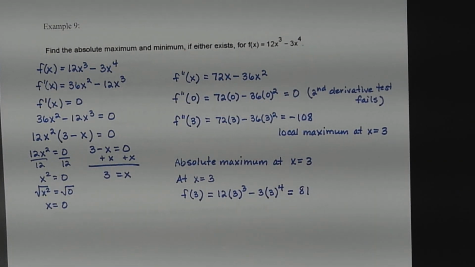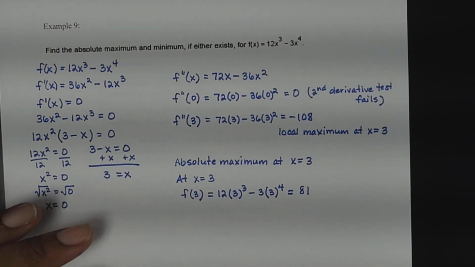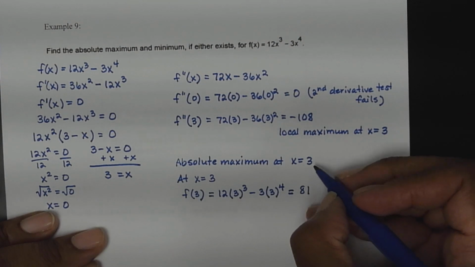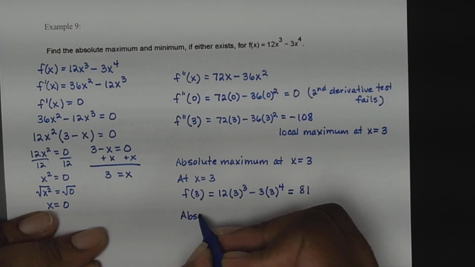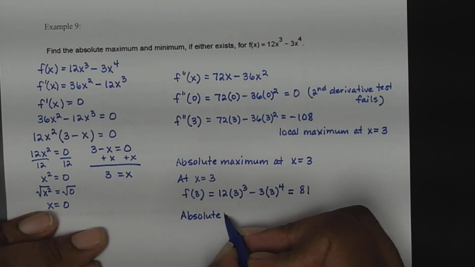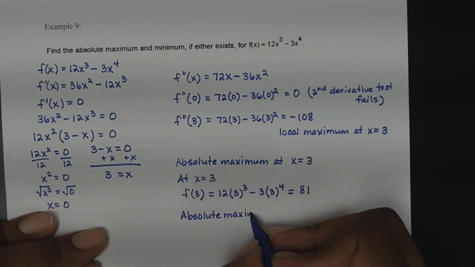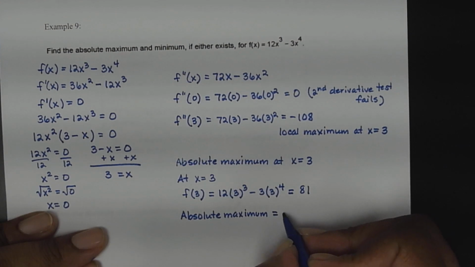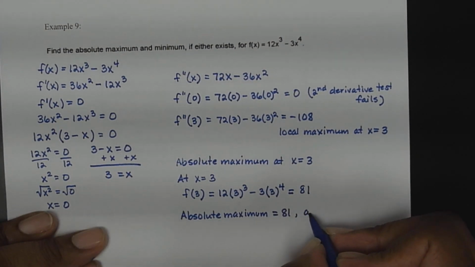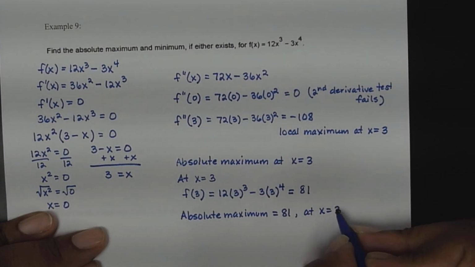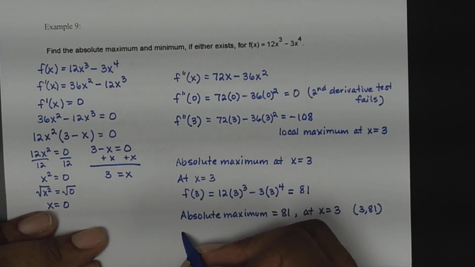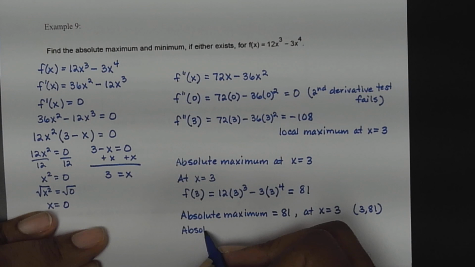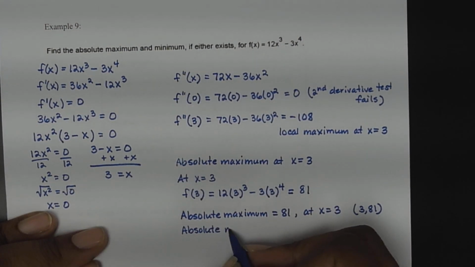It occurs when x is equal to 3. I'll write it again. Absolute maximum is equal to 81. It occurs at x equal to 3. And sometimes they write the ordered pair (3, 81). And then for your absolute minimum, there is none.